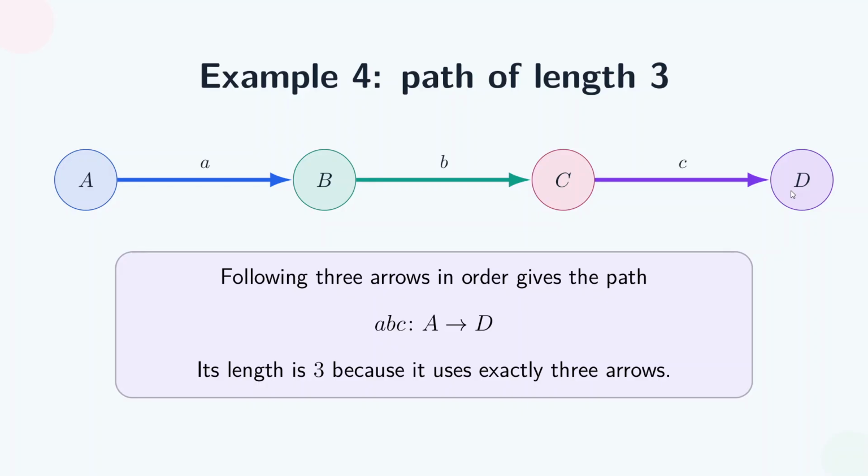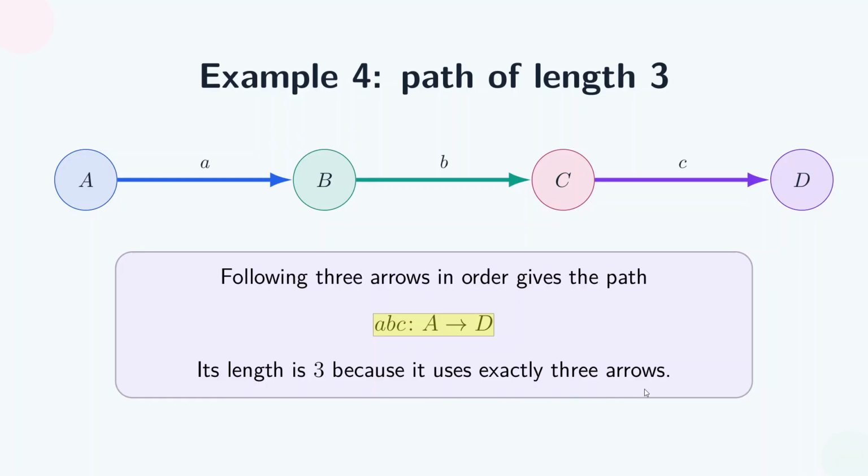Because each arrow begins where the previous one ends, we can follow all three in order. So A, then B, then C gives a path from A all the way to D. We write this path as ABC. Its length is 3 because it uses exactly 3 arrows.